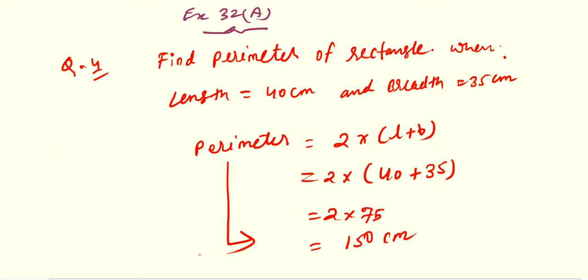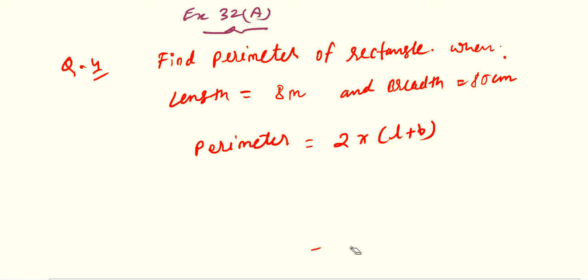So question number 2, the same way you can solve. Then question number 4 is also the same, you can solve. The third one is different. In the third one it is given length is 8 meter and breadth is 80 centimeter. So the same formula you have to use: 2 into in bracket length plus breadth. But length is in meter and breadth is in centimeter. So you are supposed to convert any one unit. We can convert either meter or centimeter, but any one you have to convert.